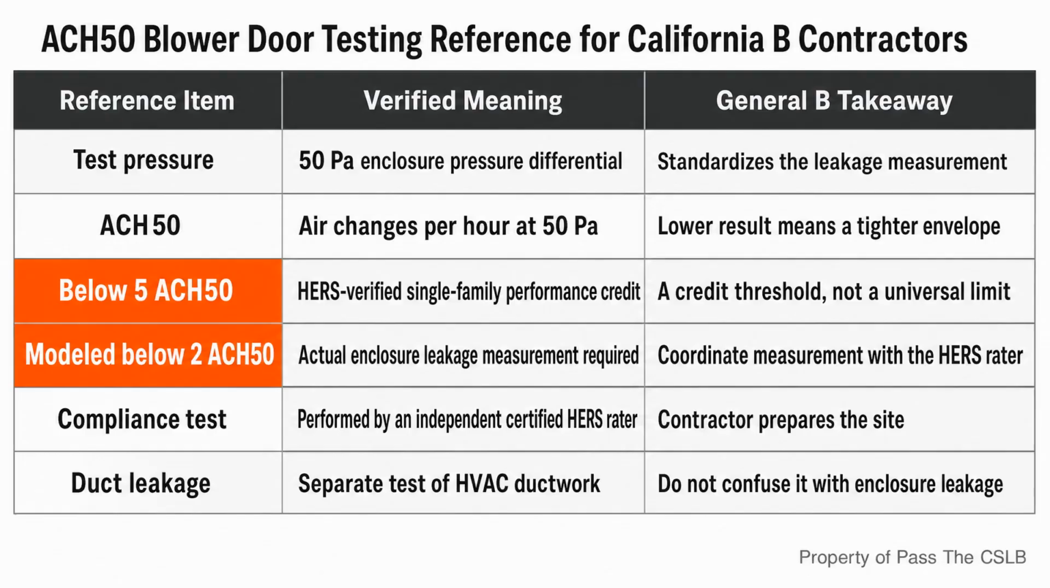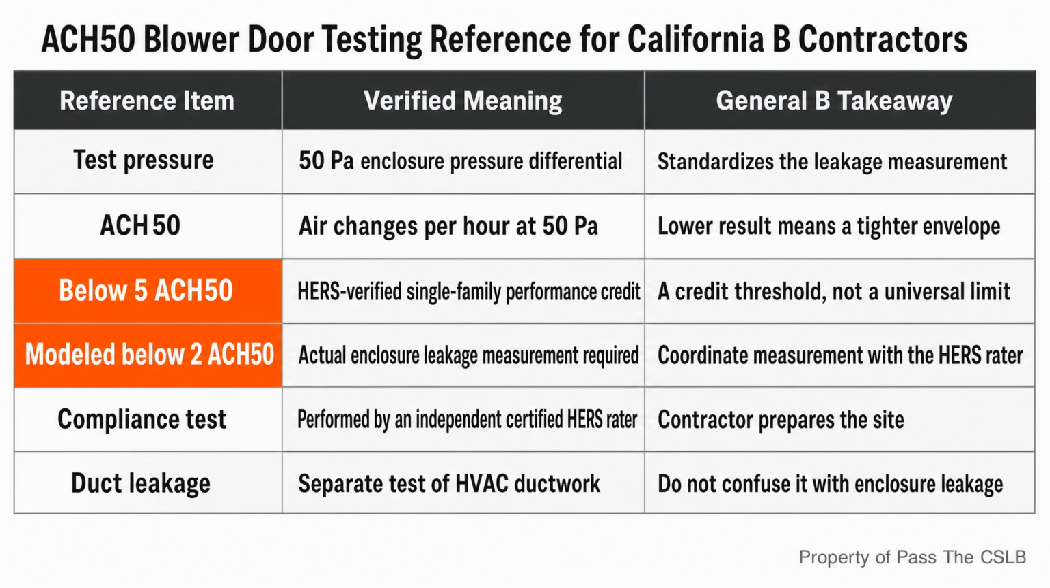The standard enclosure result is commonly expressed as air changes per hour at 50 pascals. On written reports, that may appear as the letters ACH followed by 50. It describes how many times an amount of air equal to the enclosure volume would move through the measured leakage paths in 1 hour while the building is held at the test pressure. A lower result means the measured envelope is tighter. A higher result means more leakage under the same standardized test condition. This is not the natural hourly ventilation rate of the occupied house on an ordinary day. The 50 Pascal test pressure is the reference condition used for the diagnostic measurement.